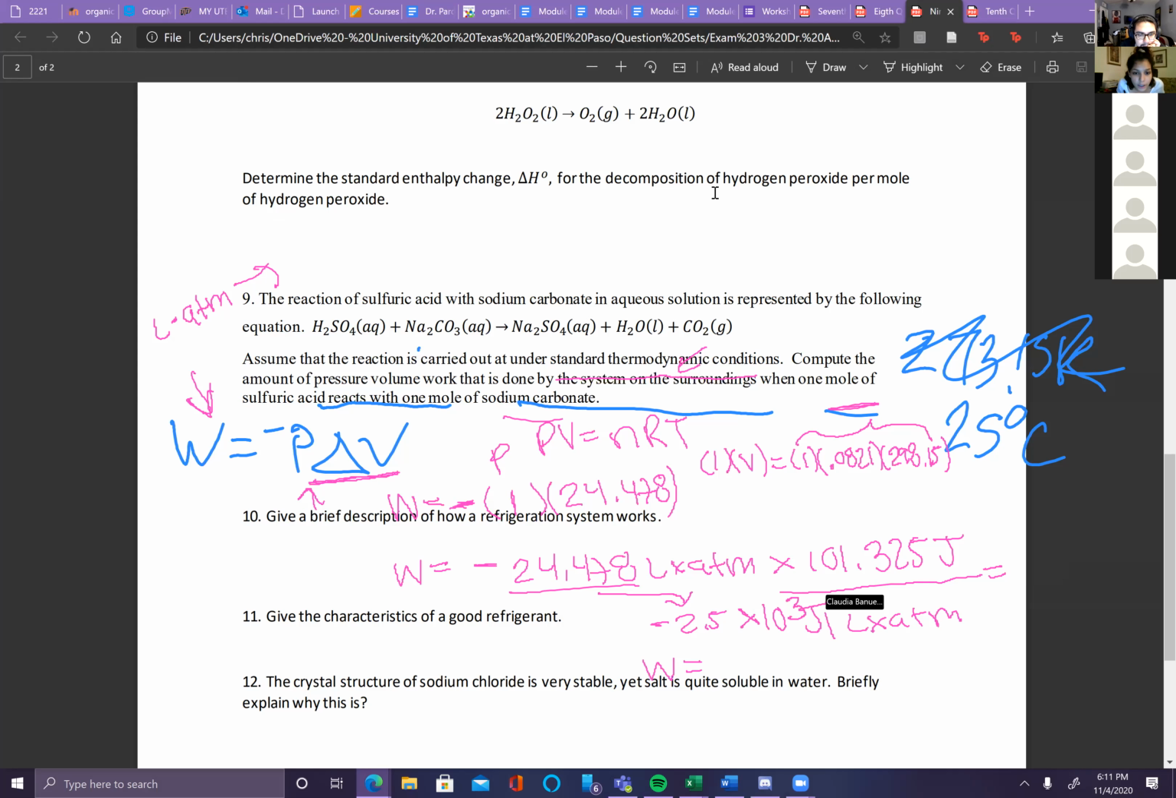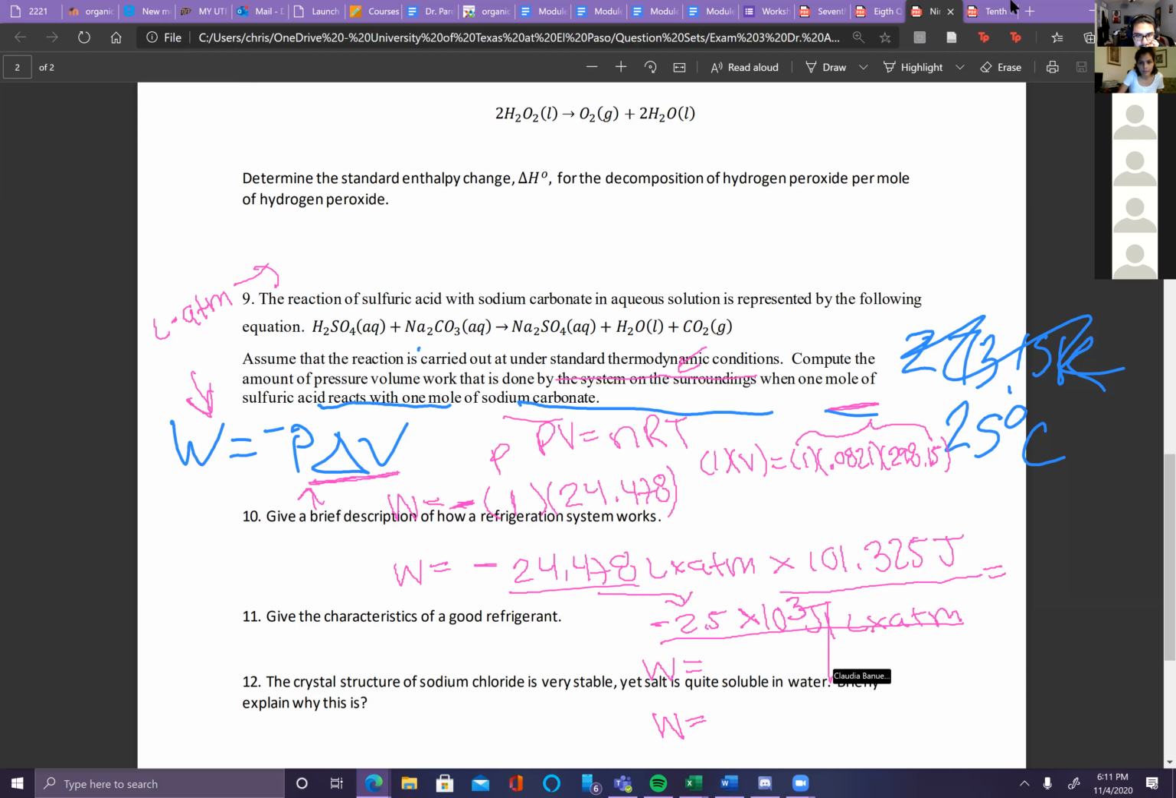But since it's talking about, what is it? Compute the amount of pressure-volume work that is done. Okay, I actually don't know why, but he converts this to kilojoules. If someone knows why, tell me. He converts this to kilojoules, and that's your final answer, maybe joules or kilojoules. So how am I going to convert negative 2.5 times 10 to the third joules to kilojoules?